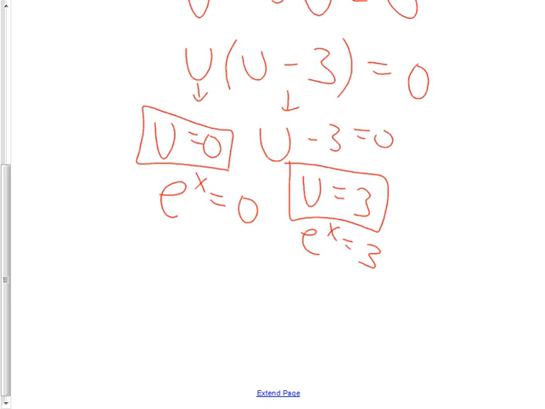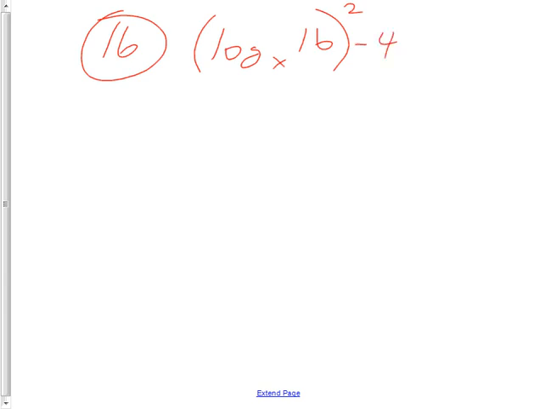Okay. All right. So moving on to number 16. Everybody turn to number 16. Log base x of 16, and then that's squared. That gives me a hint that this might be a problem that's a quadratic. Minus 4 equals 3 log base x of 16.